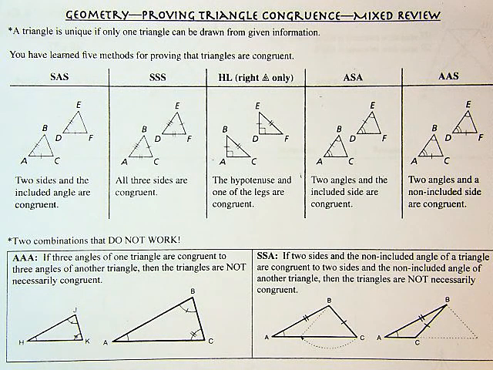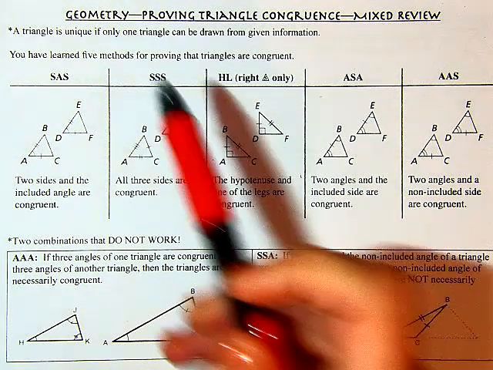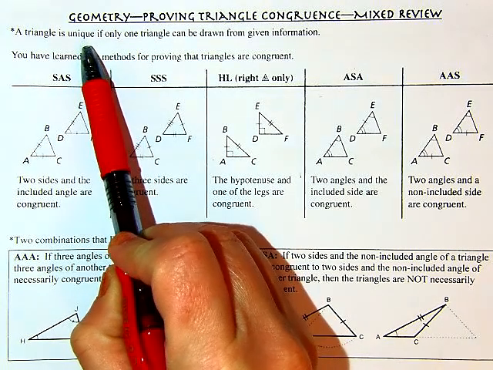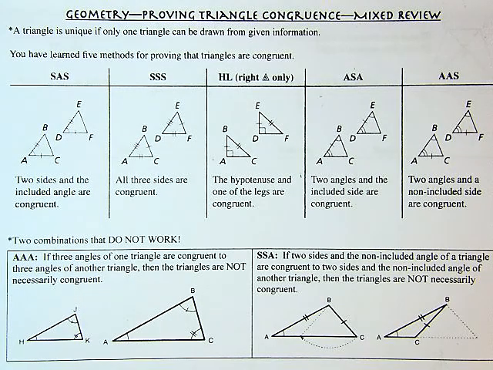All right, so today we are going to start by just reviewing all of our combinations that work for establishing triangle congruence. So first, just a reminder that a triangle is unique or rigid if only one triangle can be drawn from given information. So far, we've learned 5 methods for proving that triangles are congruent.